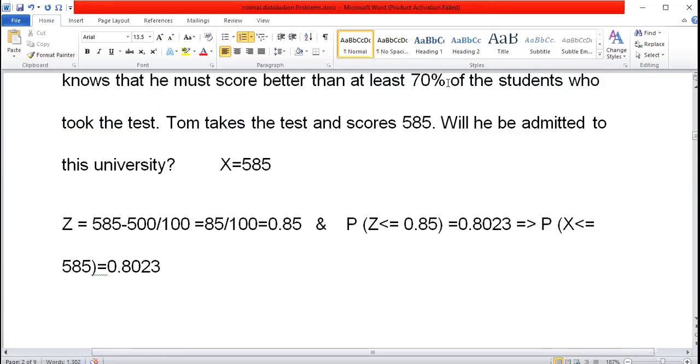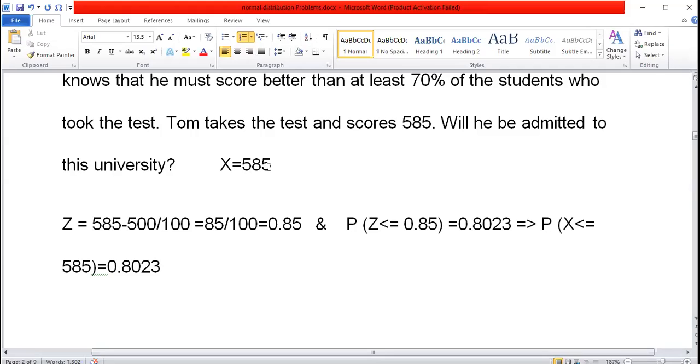That means we are trying to see what is the area to the left. If you know the area to the left, we know the area to the right. You could do even greater than X 585. You could do that as well. Professor, if the score is at least 70%, exactly 70%, he will be admitted.